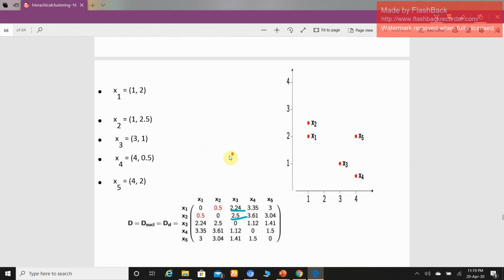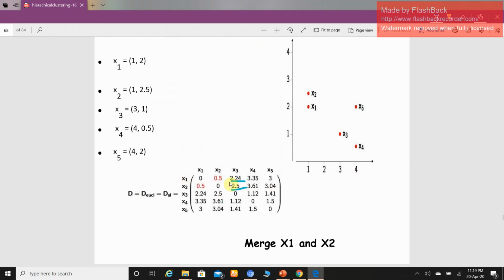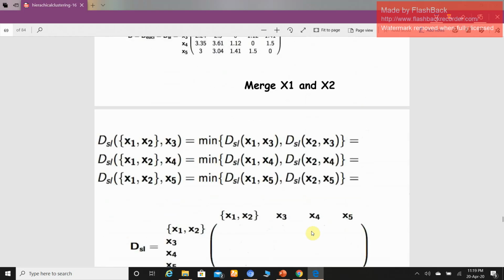So first of all, we have to prepare the matrix. After preparing this matrix, see what is the minimum distance? Between x1 and x2, what is the distance? Minimum distance 0.5. So now we are going to merge x1 and x2.